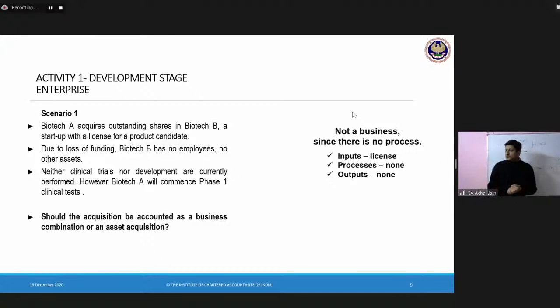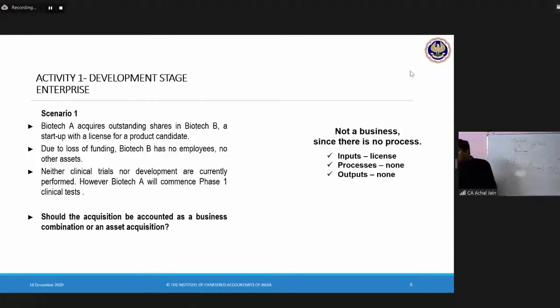Now in this situation, can we say that there's a business combination, or forget about business combination? Can we say there's a business? Yes or no? Let's think about it. Can we say there's a business in this situation? And please don't go by the answer which could be there on the screen. Just think about it. Because the answer may not be correct.